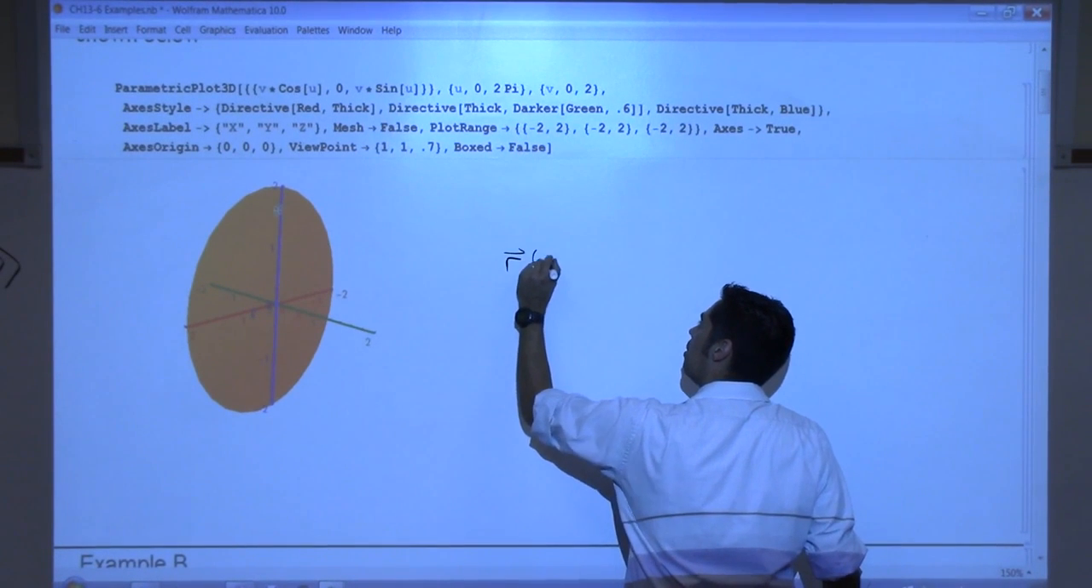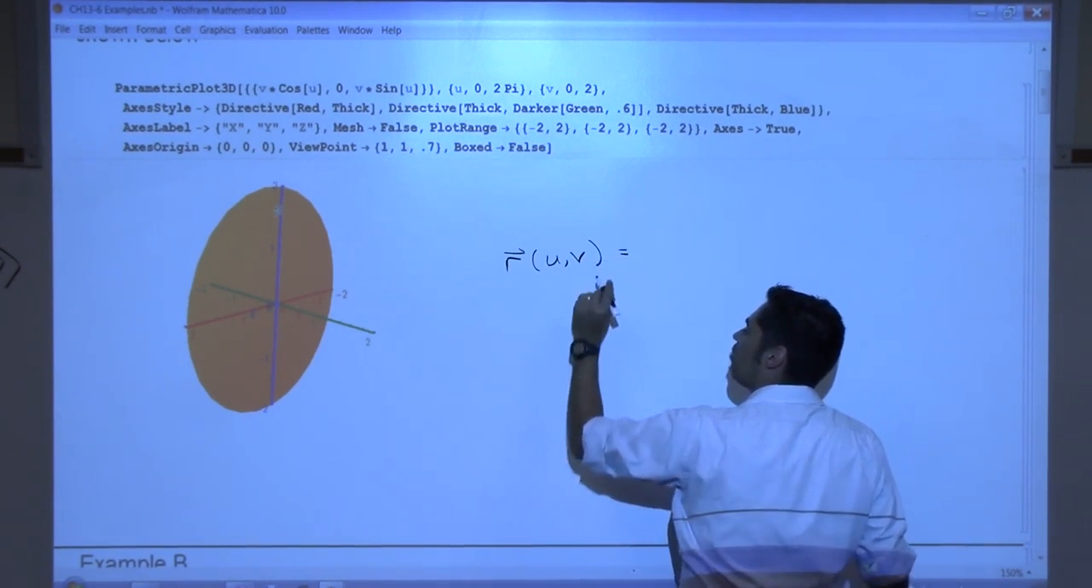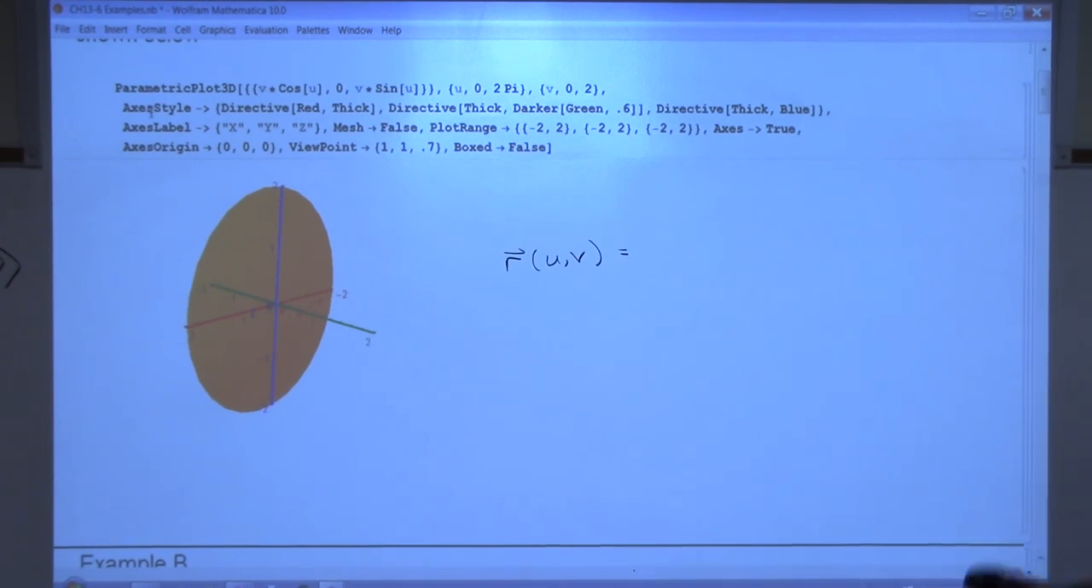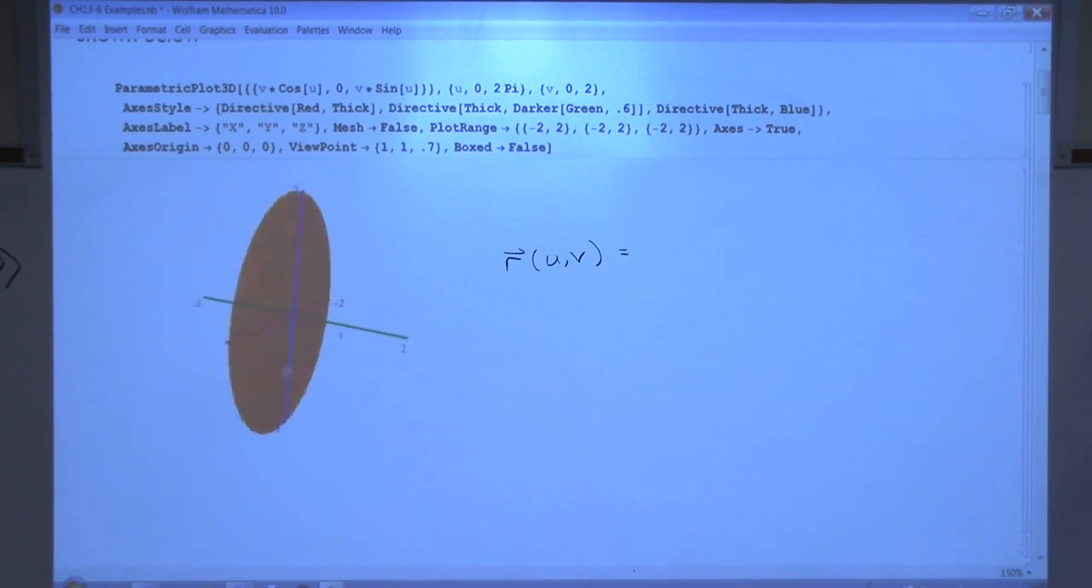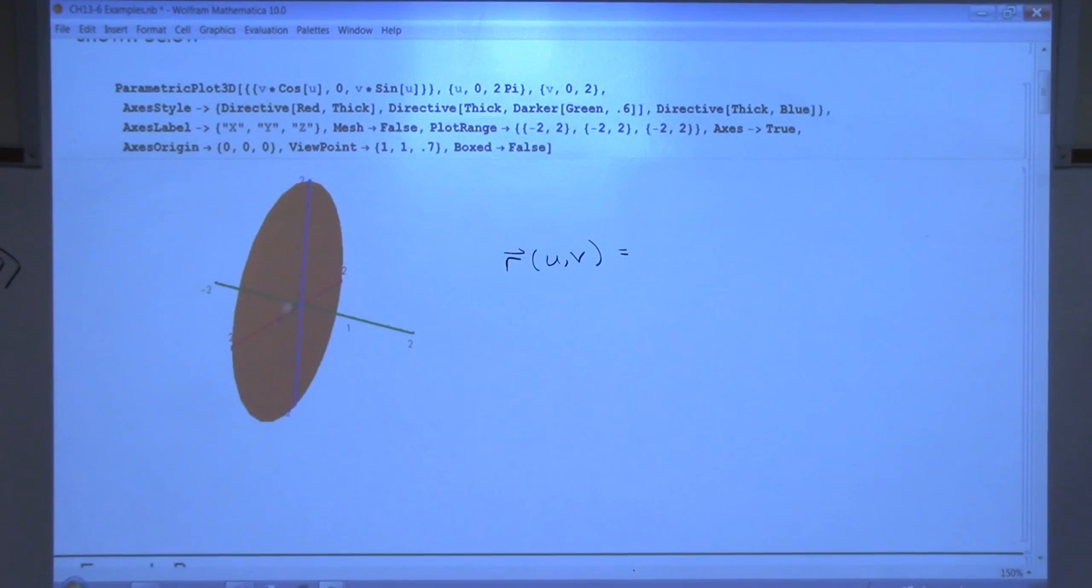A vector function which depends on two variables u and v that will draw me that circle. So let's pay attention to what's happening here. This circle lies in which plane? I did label x, y, and z on yours, right? It lies in the xz plane.